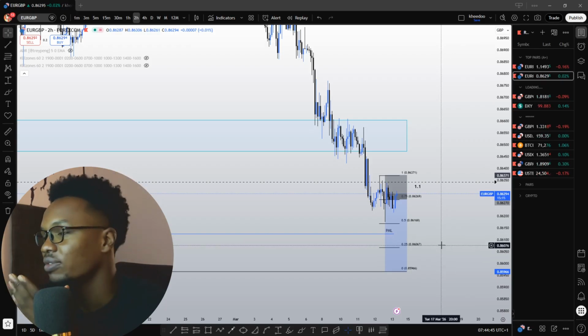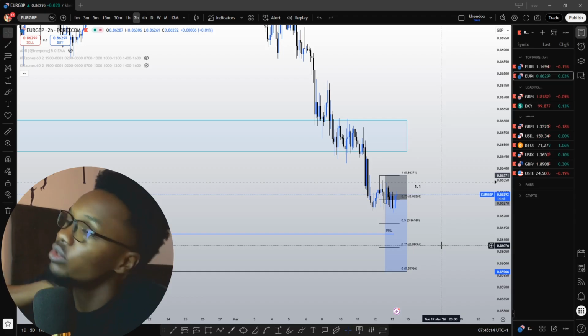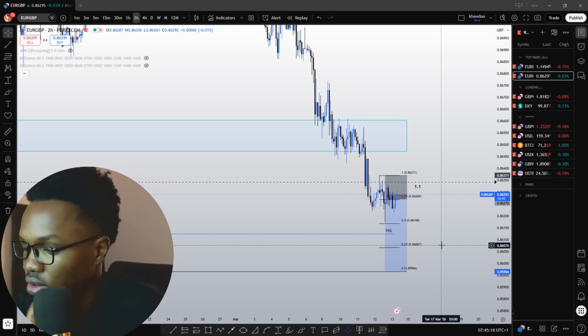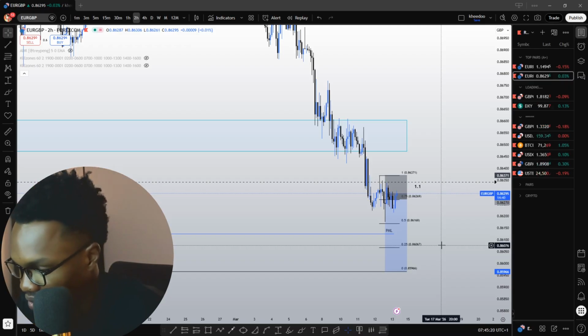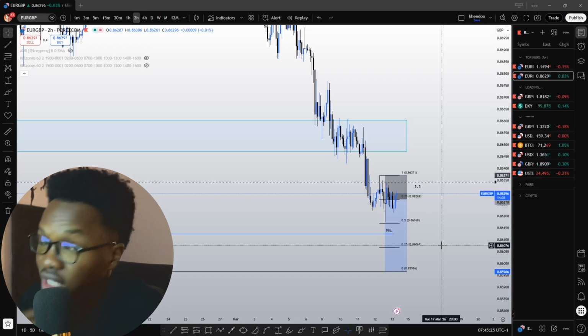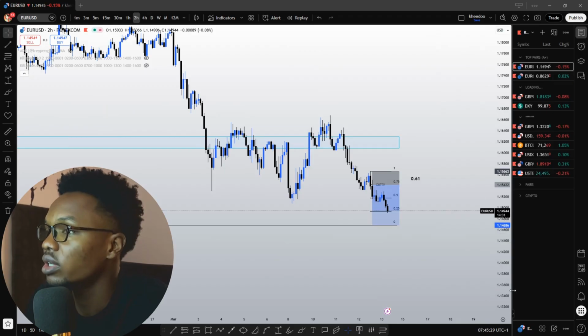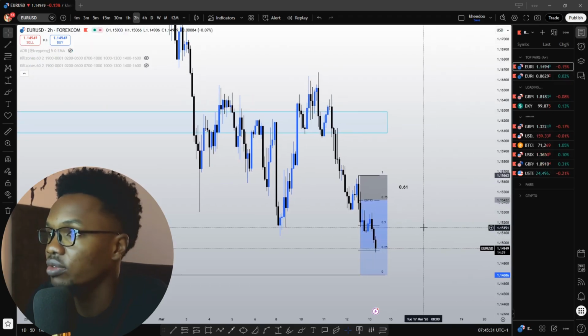Either way, I want to move my stop loss to break even on EURUSD, because it has gotten to 1:2, and that's when I usually move my stop loss to break even.